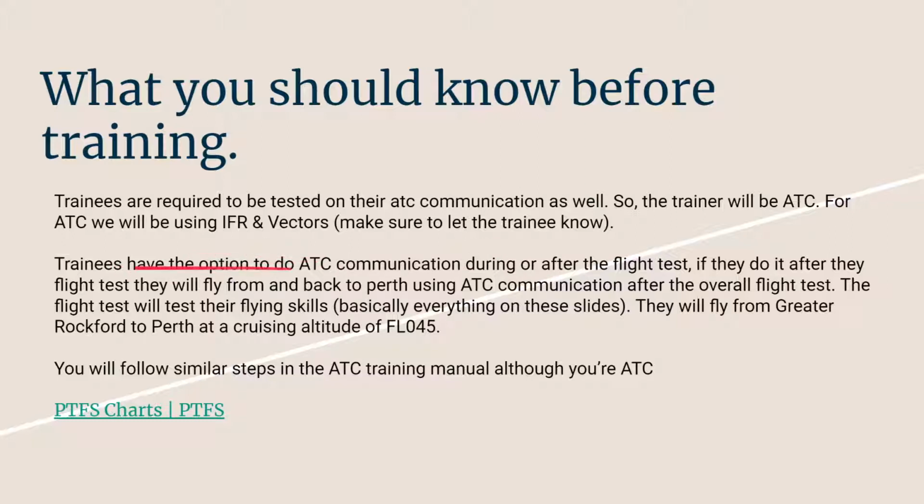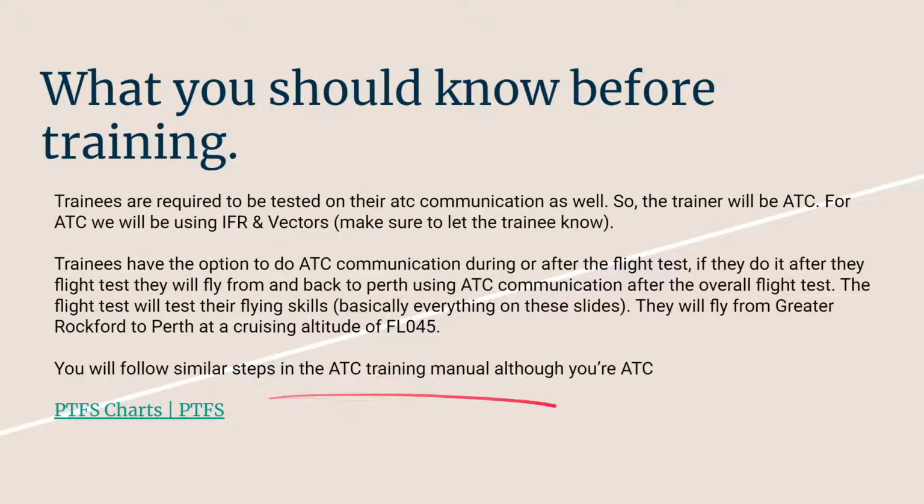So our trainees have the option to do ATC communication during or after the flight test, and if they want to do it during, they can do it via VC or Discord DMs. In the case that they want to do it after the flight test, they'll have to fly out and back into Perth, because for each training we have the pilots fly from Greater Rockford to Perth at a cruising altitude of 045. Although if they want to do ATC during the flight test, then they'll just follow this, Greater Rockford to Perth.